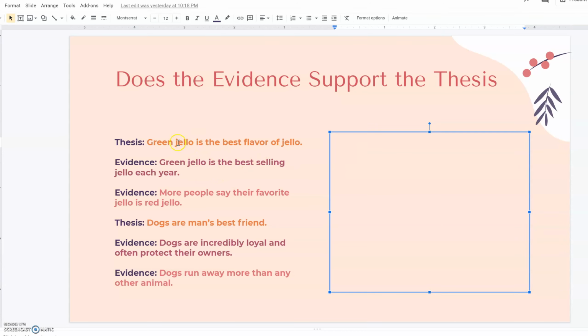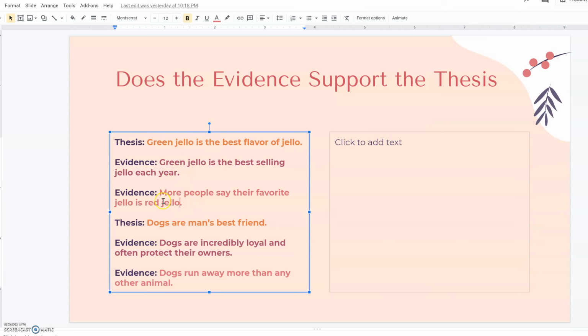So green Jello is the best flavor of Jello, right? That's our thesis statement. And we have two pieces of evidence. Green Jello is the best-selling Jello each year, and more people say their favorite Jello is red Jello. So this piece of evidence definitely supports this, right? It's linked to it. It's both talking about green Jello. This is positive about green Jello, whereas this one is saying something about red Jello and how it's other people's favorite, which is conflicting with this thesis statement.